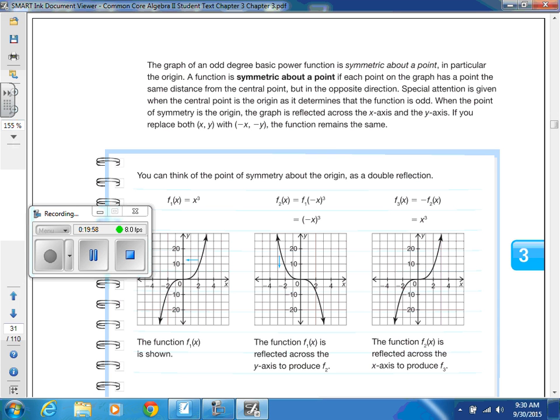The graph of an odd degree basic power function is symmetric about a point. A function is symmetric about a point if each point on the graph has a point the same distance from the central point, but in the opposite direction. Special attention is given when the central point is the origin, as it determines that the function is odd. Okay? That's what you're looking at right there. If you replace both x, y with negative x, negative y, the function remains the same.